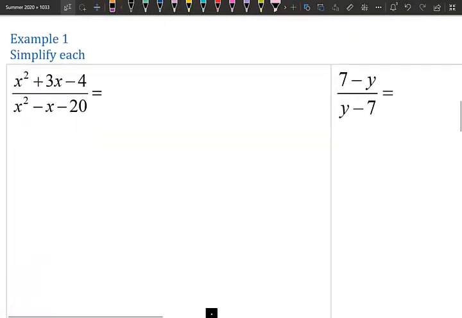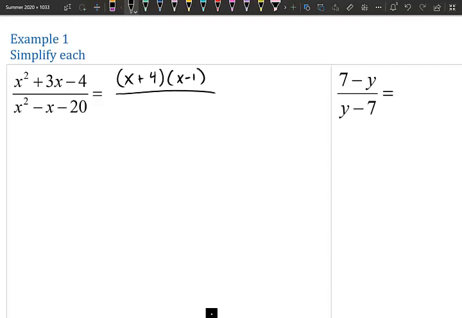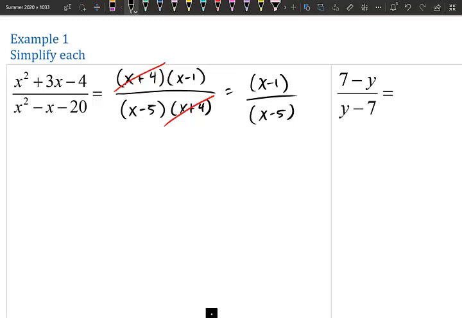Alright, in order to simplify, we need to factor top and bottom. So let's factor the top and bottom. We can factor the top into x minus 4, x plus 4, x minus 1. And we can factor the bottom into x minus 5 and x plus 4. Let's see if we have any common parentheses. We do. X plus 4, x plus 4. Those are identical. What we have left over is x minus 1 and x minus 5. Those are not the same parentheses. So that's our final answer.